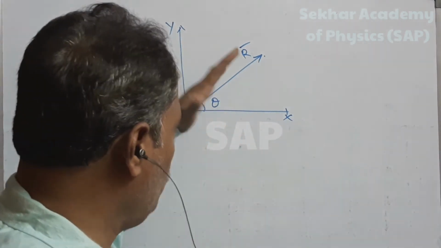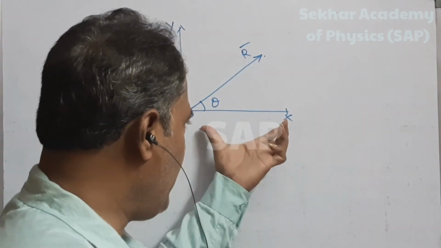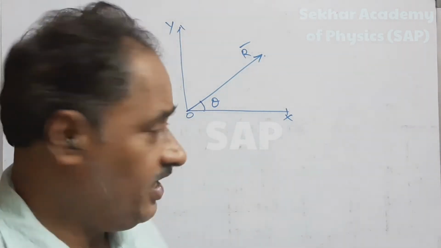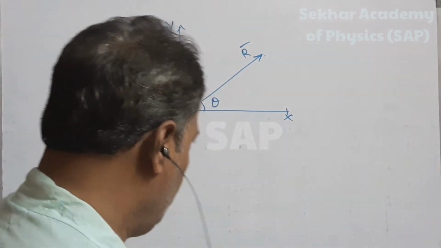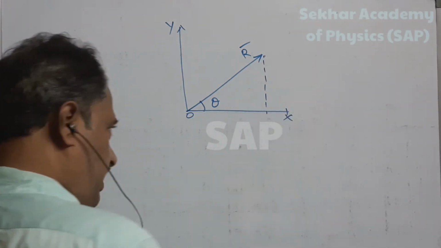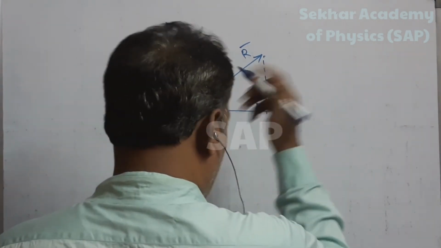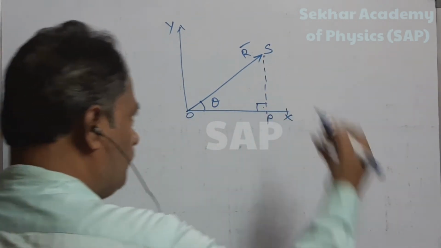Now I have to resolve this vector r bar into two components. One is acting along OX, another one acting along OY. Then I can say, horizontal component of that vector r bar, vertical component of that vector r bar. Then if I consider one right angle triangle, 90 degree, call this point as S. Take this point as P.